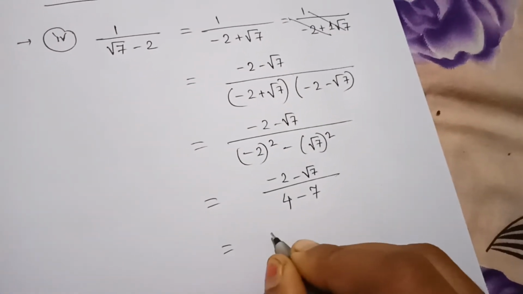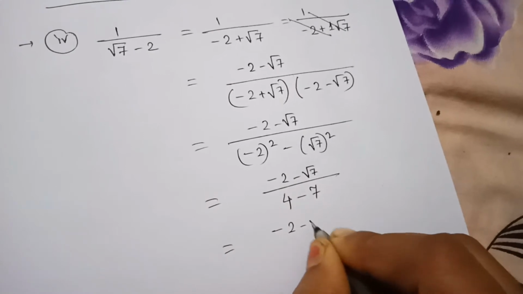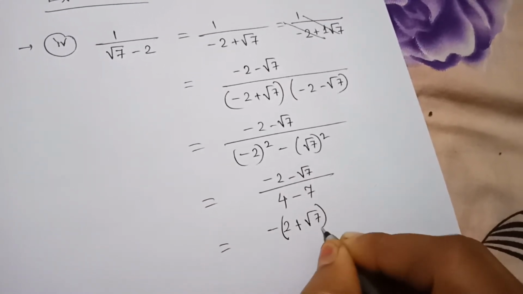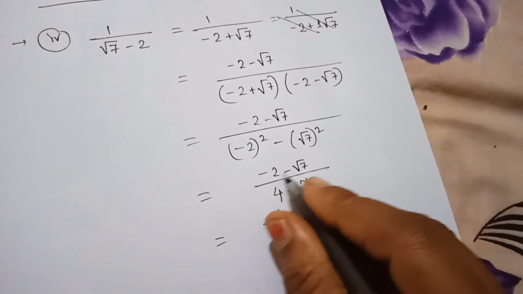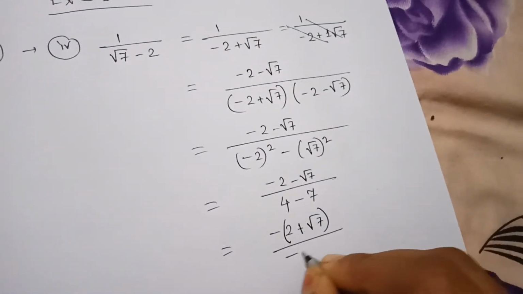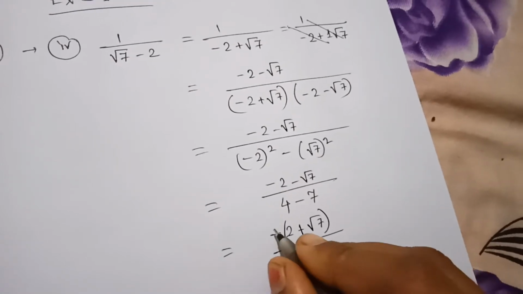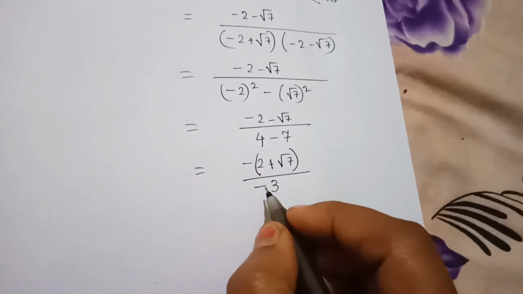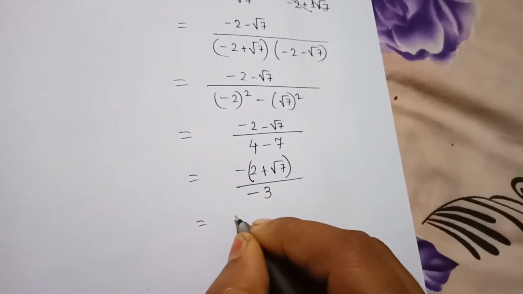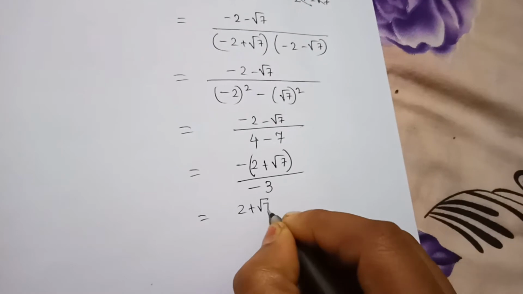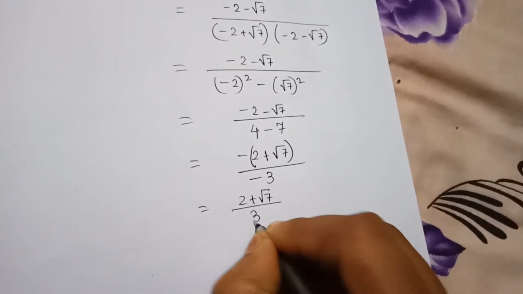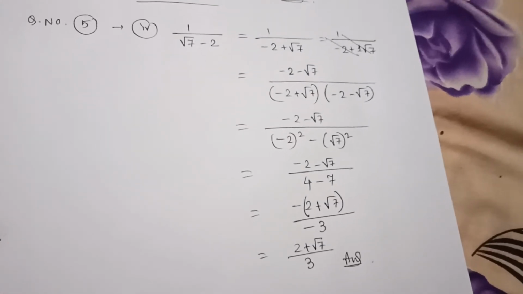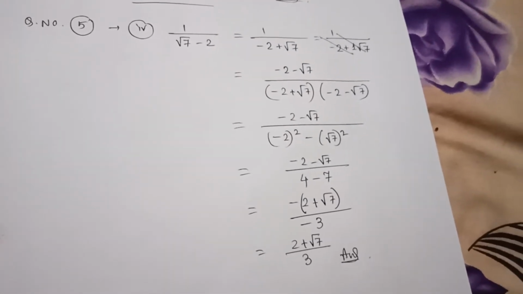So ultimately we are getting minus 2 minus root 7, or I am writing like this, minus can be taken as common in the numerator, divided by minus 3. Minus minus, I am not cancelling, don't cancel it, rather you just omit it. So it will be actually 2 plus root 7 divided by 3, and this will be the answer. Look at the process again. This is the process.